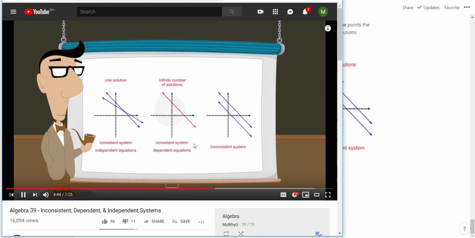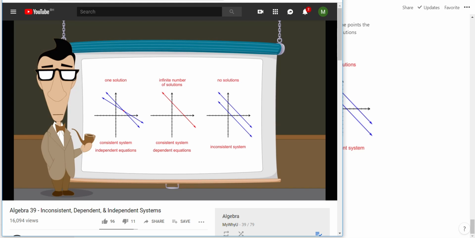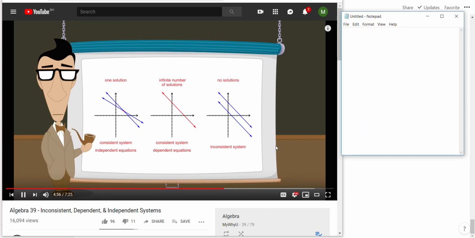Systems with dependent equations have an infinite number of solutions. We can quickly determine which type of solutions we should expect by writing the equations in slope-intercept form.